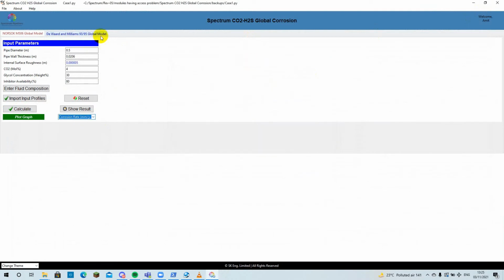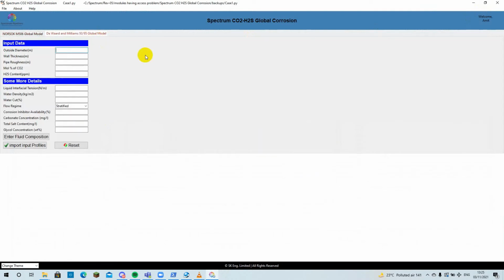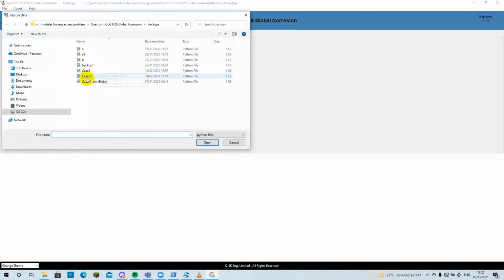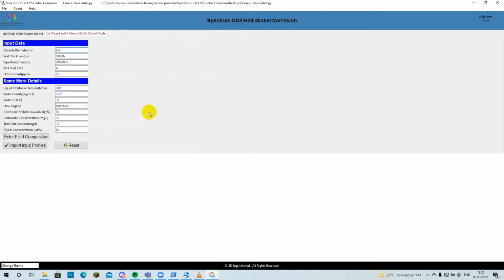Now let's take a look at the second screen, which performs the corrosion rate calculation in accordance with the Waard and Milliams 9395 methodology. The inputs required include the line pipe parameters, such as the outside diameter, wall thickness, and internal surface roughness, contents data, such as the carbon dioxide mole percentage, hydrogen sulphide concentration in parts per million, the fluid temperature, the internal fluid pressure, and the concentration of hydrogen sulphide in parts per million.